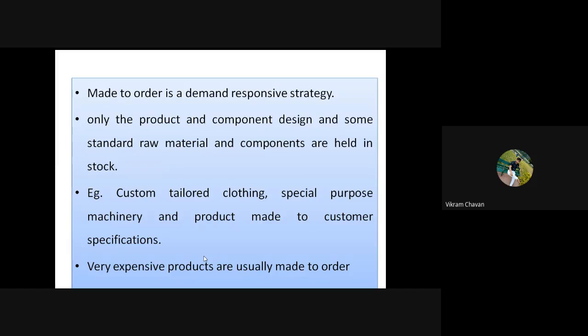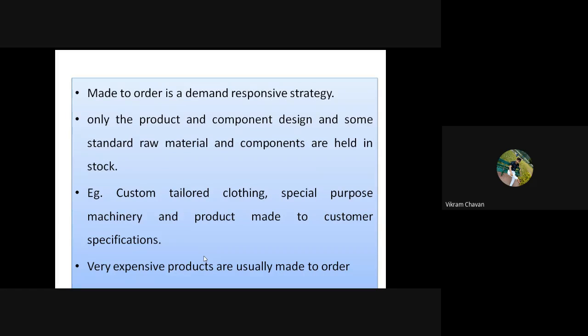This make to order production is applicable for very expensive products. Very expensive products are usually made by make to order. Take the example of boilers: sugar industry boilers, then heavy cranes, aircraft, space missiles, spacecraft. Such components are very expensive, whose value is very high. Such products are manufactured on the basis of make to order. When there is an order, only then does manufacturing of those products start.